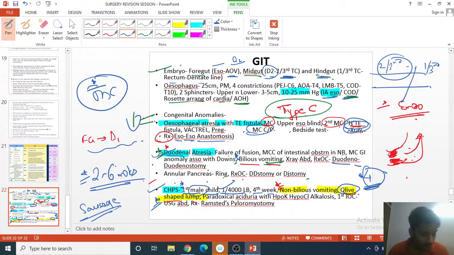Sausage shaped lump is seen in... anybody? Yes, it is seen in intussusception. Please remember, with jelly, red currant jelly stools. Okay, remember this. Now moving further.